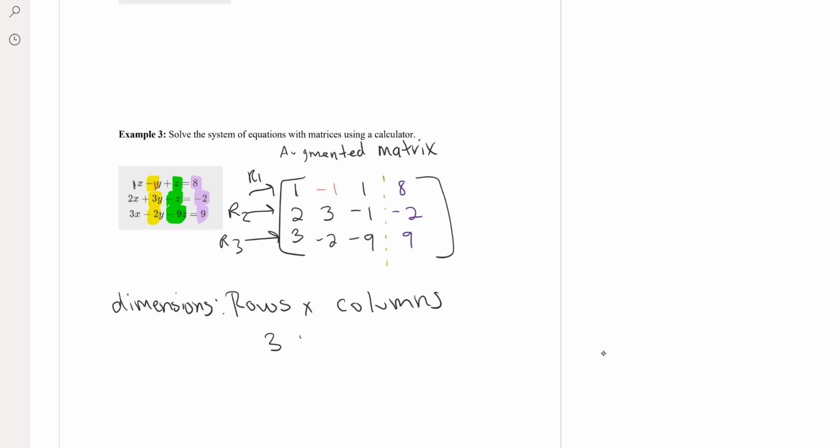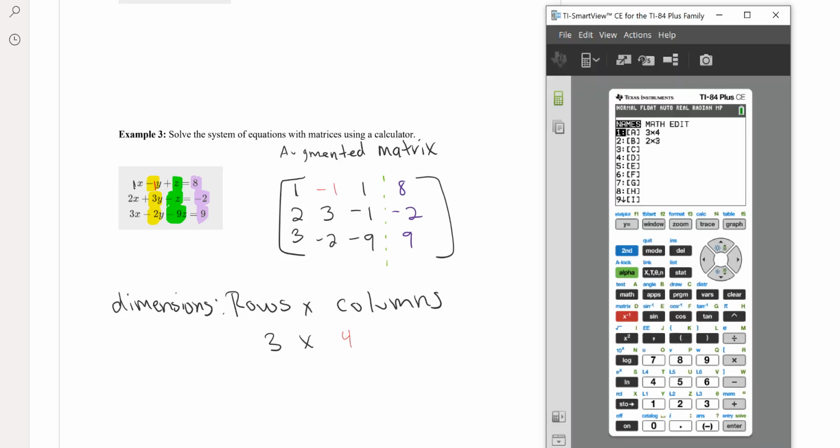So I have 3 rows, and now I'm going to look at my columns here. This is going to be my column 1, my column 2, my column 3, and my column 4. So I'm going to have 4 columns. So this matrix actually ends up being a 3 by 4 matrix. So I'm going to go ahead and pull up that calculator. So I definitely have a 3 by 4 matrix stored in matrix A.